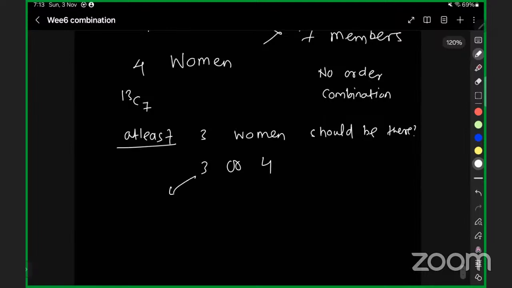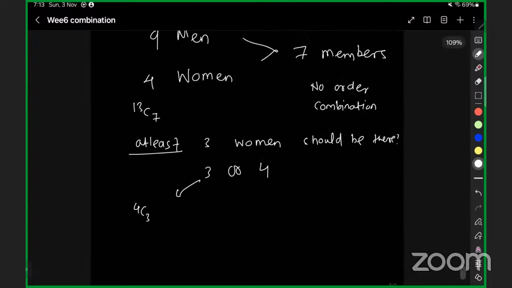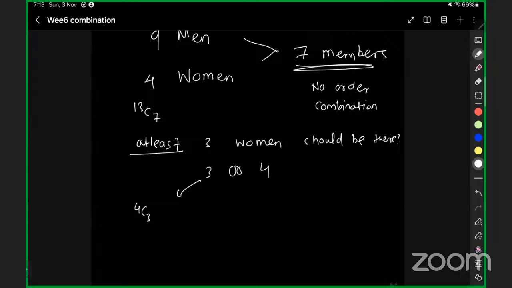So if you go this way, then out of 4 you chose 3, and then how many positions are left? 4 positions left out of 7. So 7 is the total, and out of 7 you have to choose how many? 4. Oh, sorry, 4 you have to choose from the 9 men, right? So these are men, these are women. So 3 women you choose from 4, and 4 men you choose from 9, and you have to multiply it.